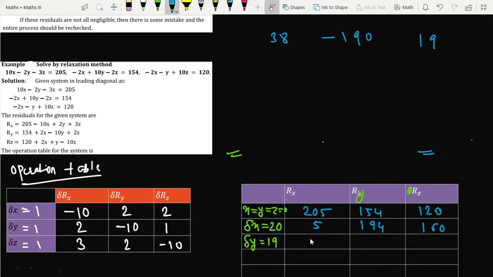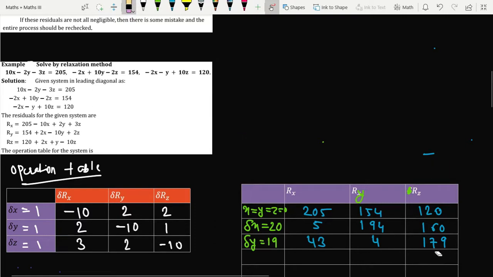So we get the first number is 43. 5 plus 38 is 43. This is 4, and it is 179. Again, repeat the same procedure. Which is the highest number? The highest number is 179, which comes in delta z. So we use delta z. So delta z is equal to 179.